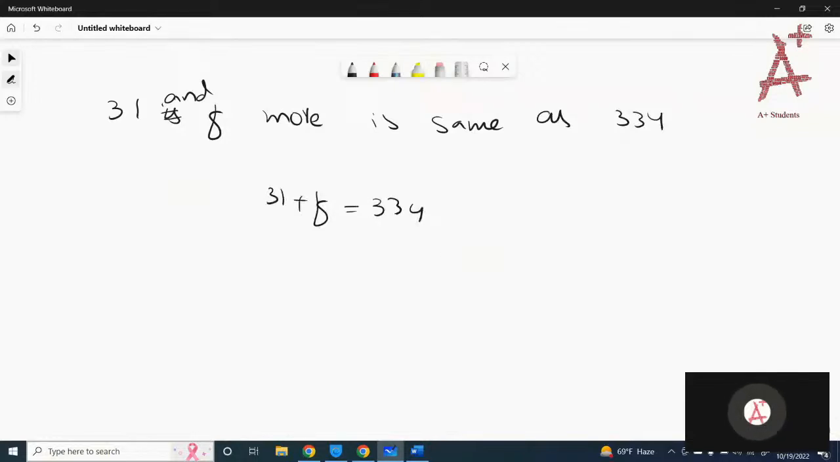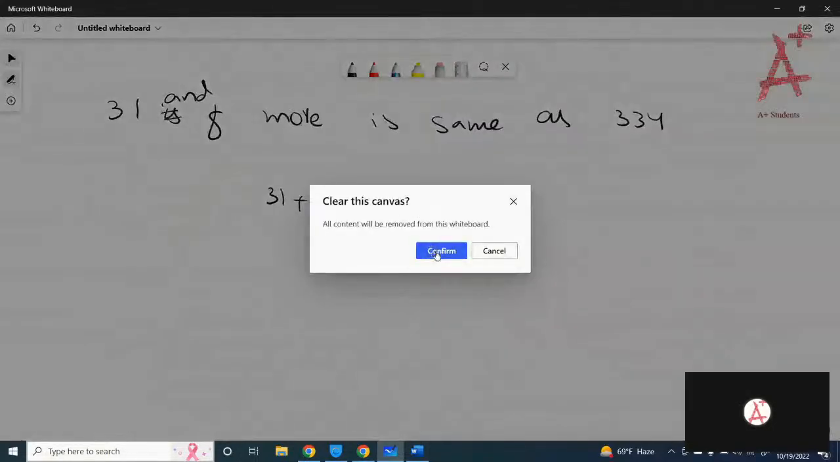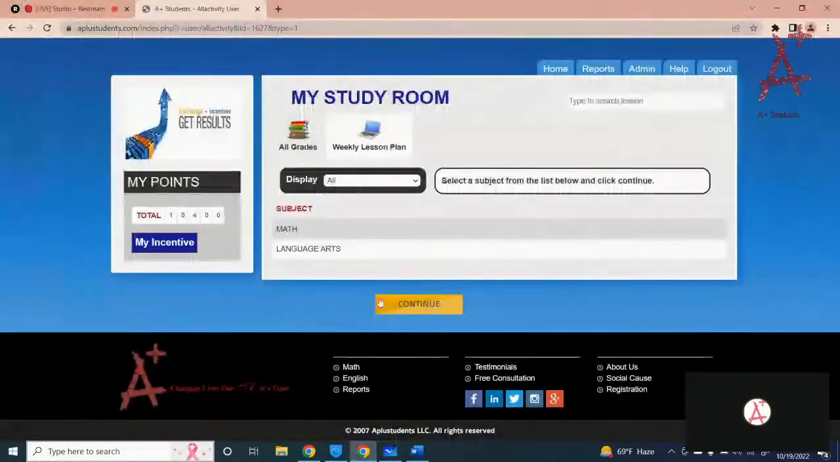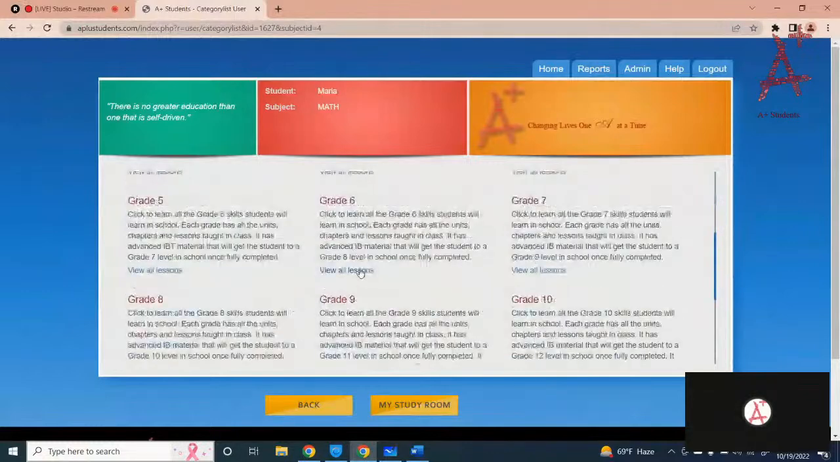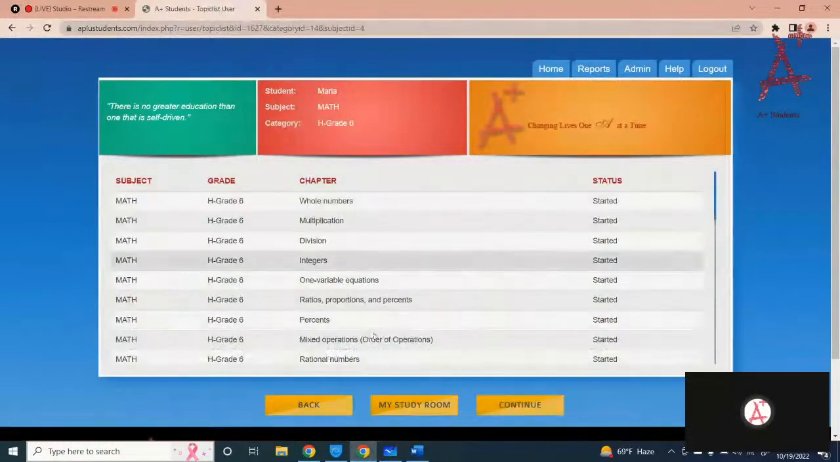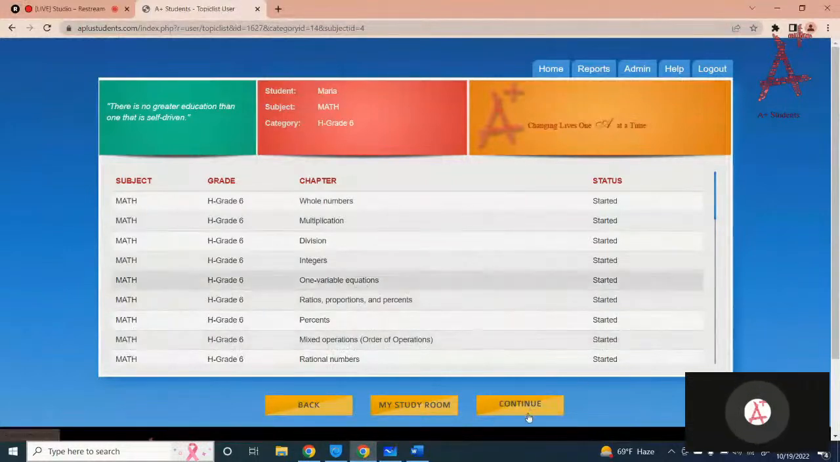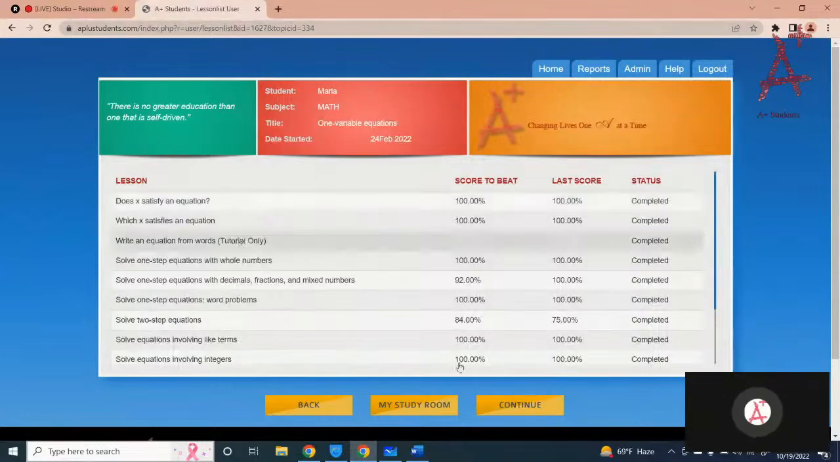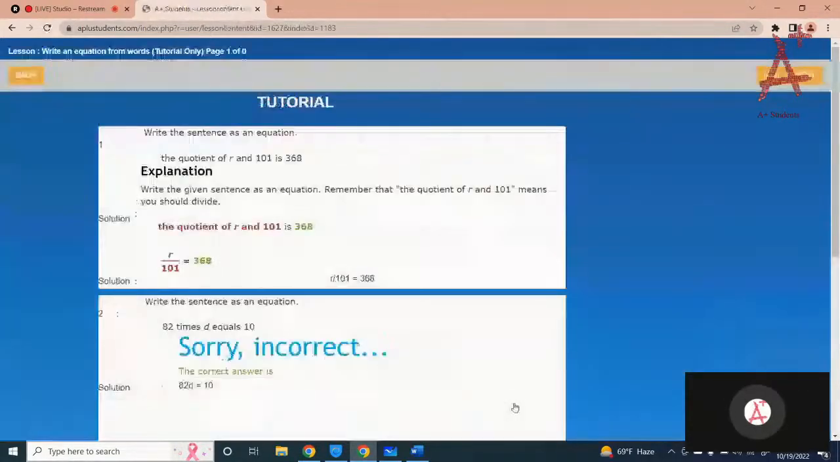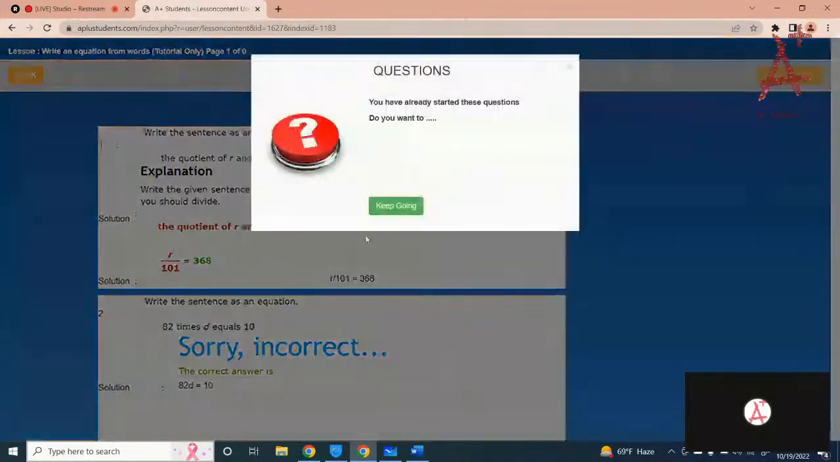Okay, on the top right corner we have a test button. Let's just start with the test. Just scroll down to grade 6. The topic is one variable equations, and the topic is write an equation from words. Let's start with the test questions.